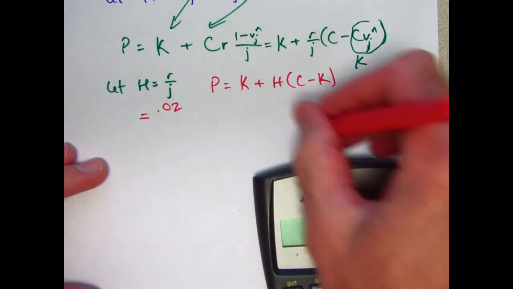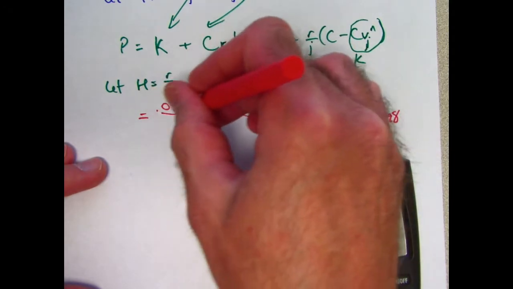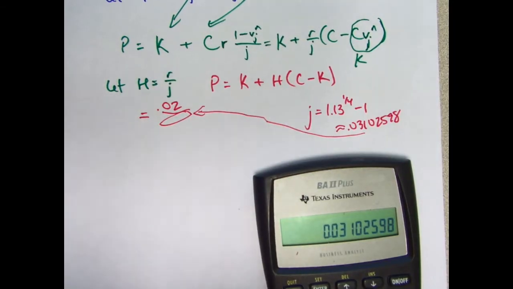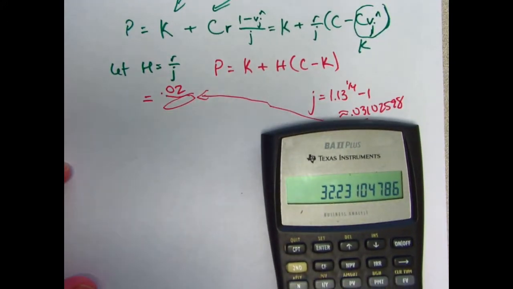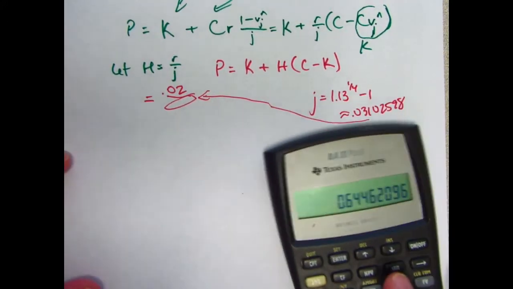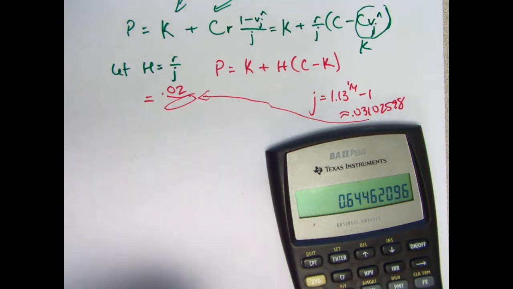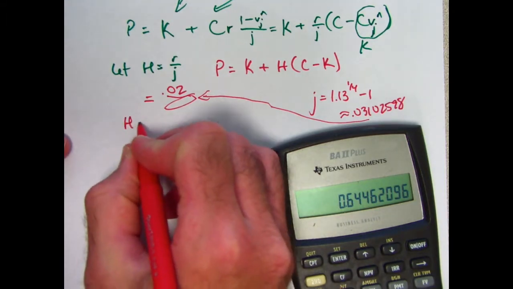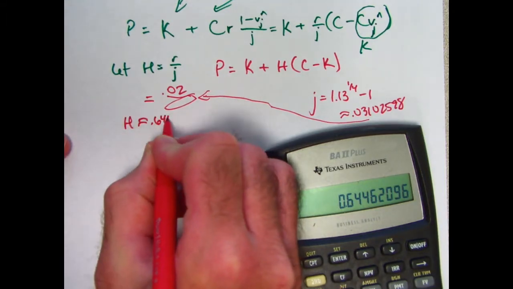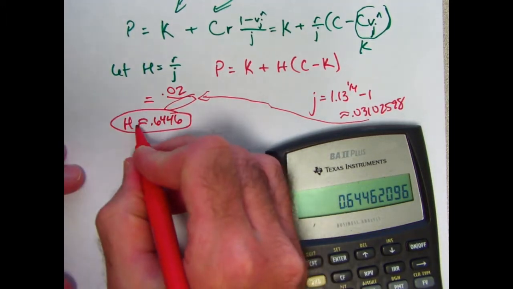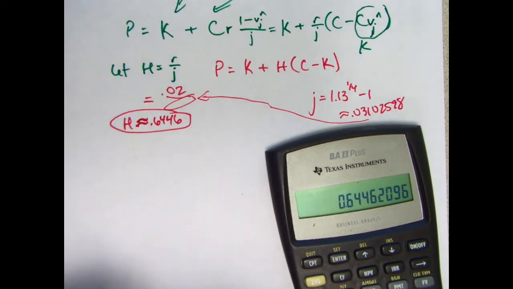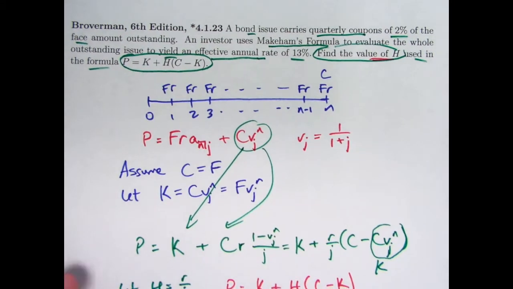I can plug that in here. So let me go ahead and take its reciprocal and multiply it times 0.02. The answer to the question is about 0.6446. H is approximately 0.6446 as the answer to the question. This is an approximately equal to symbol. That answers the question. Find the value of H in this formula.